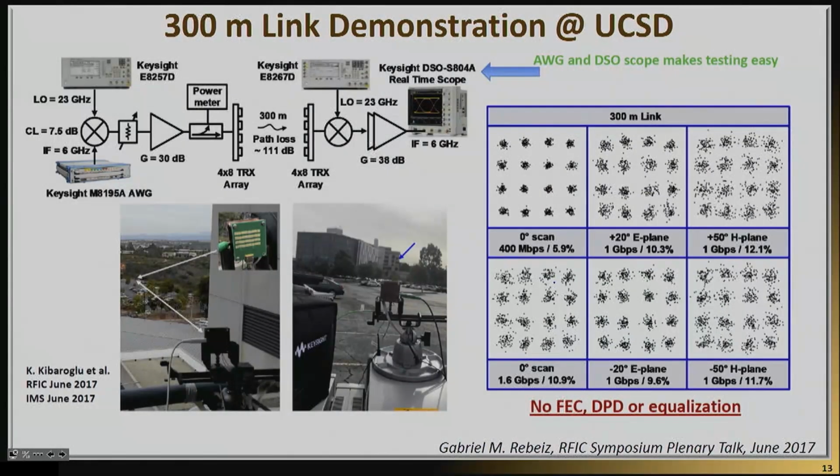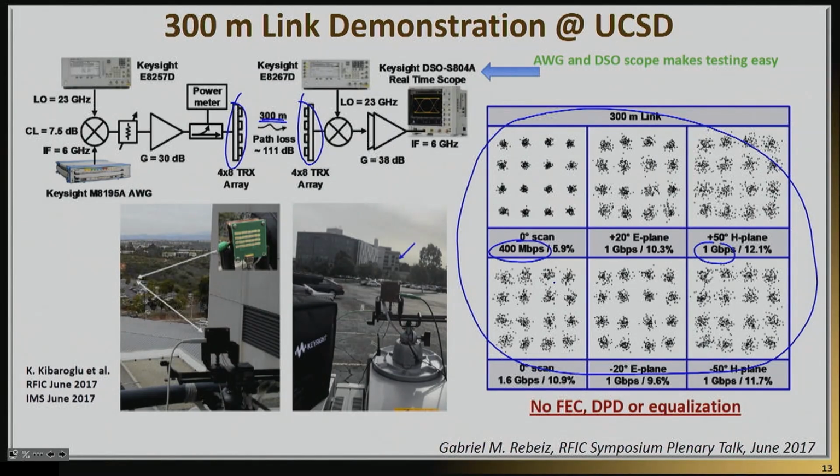This is an interesting example of a demonstration that actually happened at UCSD. They basically took the antenna arrays that they're producing, and they made a simple link, 300 meters. Essentially, they tried to see how well the system works. This is the signal constellation that was measured. Again, go back to the beginning of this class, and you will see that we covered signal constellations and what those things mean. So you can see, for example, that at 0-degree scan here, we're achieving 400 megabits per second. Here we're achieving 1 gigabit per second, and so on and so forth.